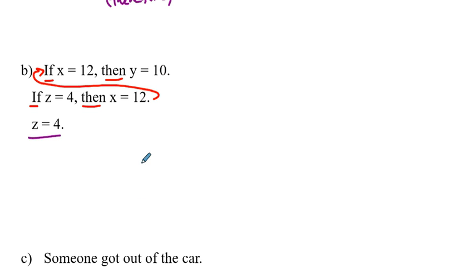So what can we conclude? Well, if z is 4, then we know x is 12. If x is 12, then y is 10. So we are allowed to conclude that y is equal to 10. We can also say that x is equal to 12 as well. That's another thing you could conclude, and both would be true.